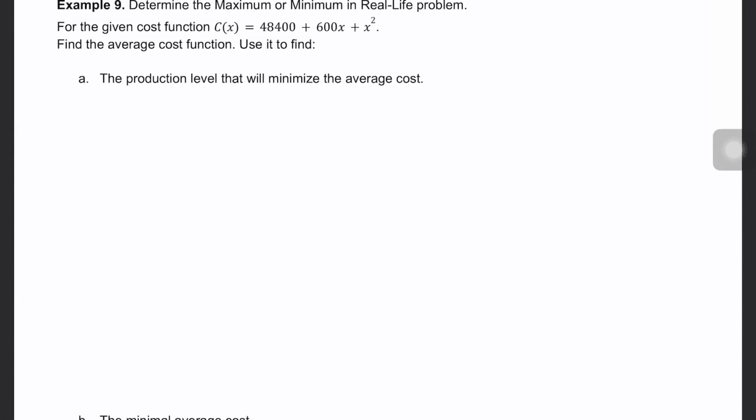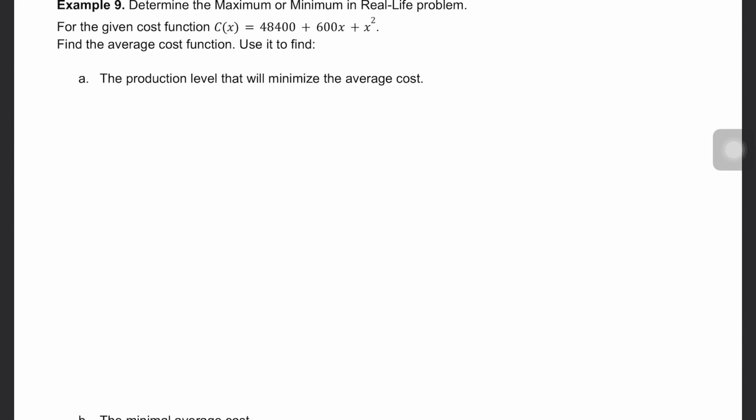All right, so here we go. Example number 9. Determine the maximum and minimum in this real life problem. For the given cost function, c of x equals 48,400 plus 600 times x plus x squared, we're going to find the average cost function and use it to find the production level to minimize the average cost. And then find the minimal average cost.